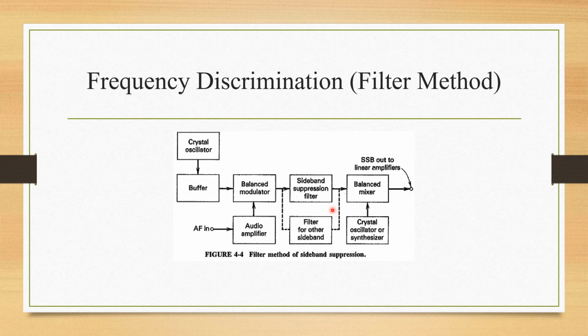So the crystal filters are going to be very cheap, and they work at very low frequencies, less than 1 megahertz. After that we have the mixer. In this method the mixer is going to be followed by the balanced modulator and the amplifier, and there is going to be another input. The balanced mixer is going to get the output from the filter as well as the crystal oscillator, and only then your SSB output is going to be given to the linear amplifiers.